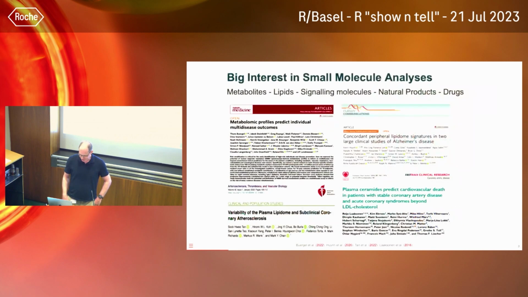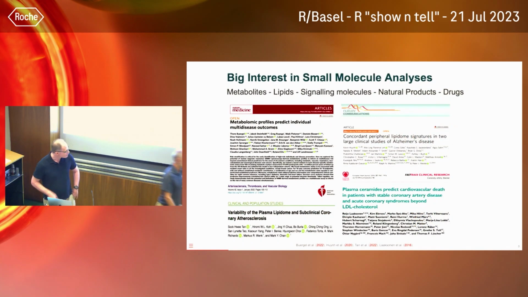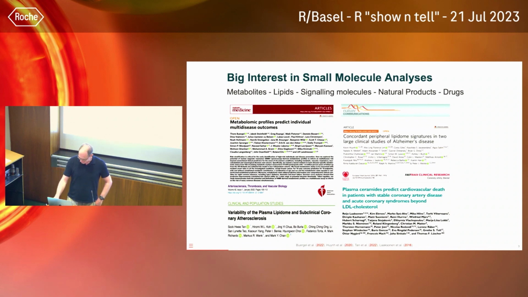This is an overview of what happened recently in the field. There is more and more interest in these lipids and metabolites. These are usually cohort studies with a few hundred samples, and now it extends to 100,000, like the upper left publication. So we measure a lot of species, hundreds or even thousands of different lipids or metabolites, in hundreds or tens of thousands of samples. That generates a lot of data.